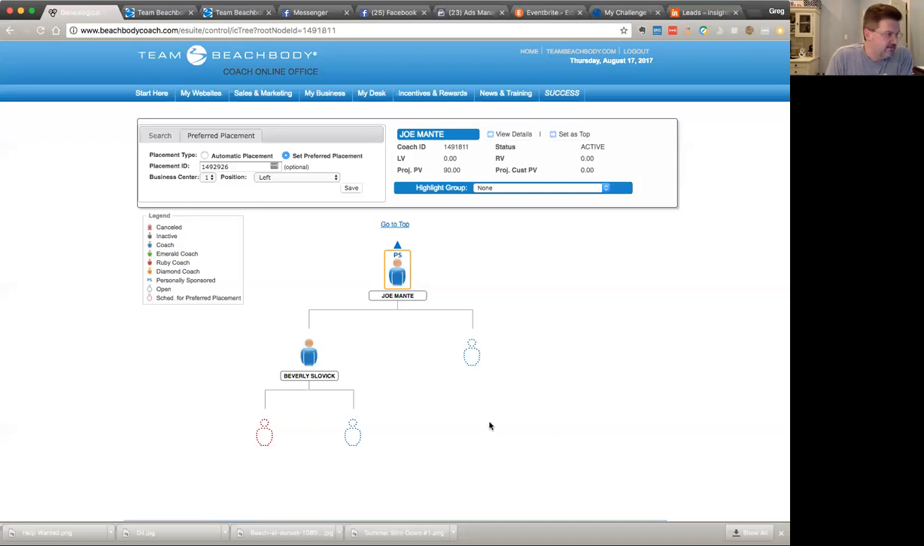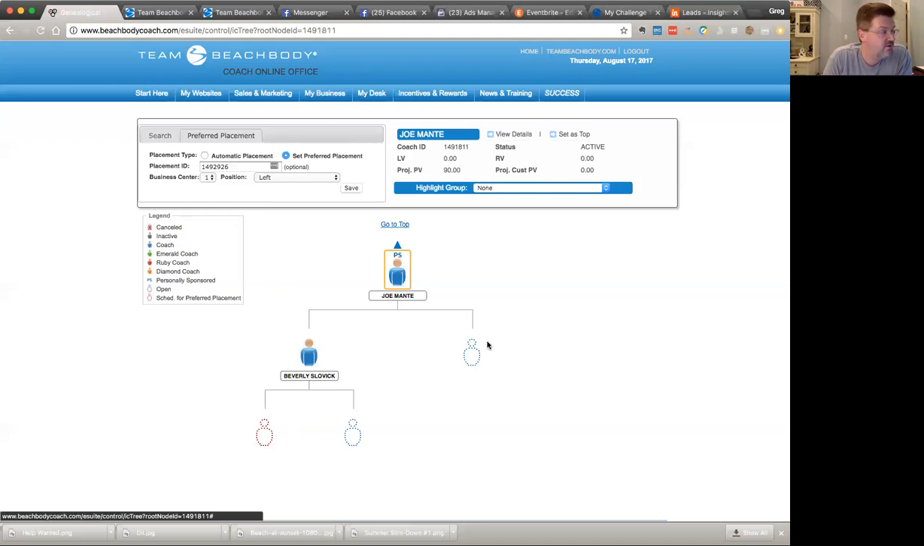All right. So in this scenario, since Joe is on my left, his left side is his strong side. Now, if I had placed Joe on my right leg, then his right side would be his strong side. Me and other coaches would be helping to build his right side. But since he's placed on my left side, his left side is his strong side. Okay, does that make sense, everyone? Hope so. So where should his first coach go?